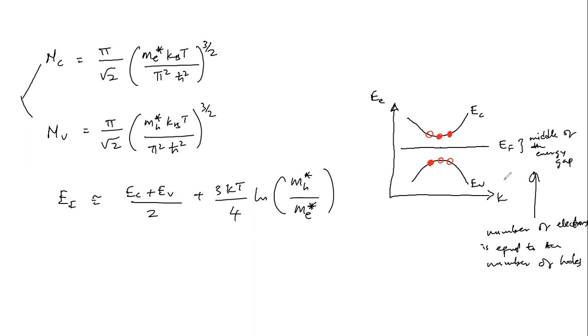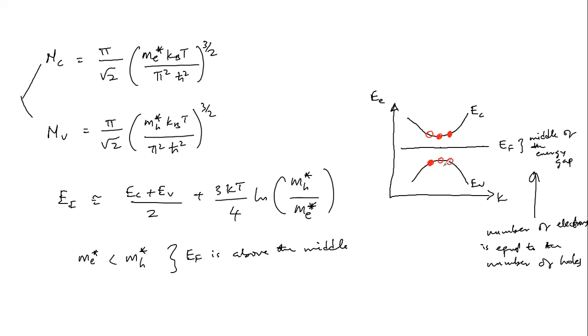And should there be any variation, then this Fermi energy level will have to shift from the middle, okay? So now, if the effective mass of the electrons is less than the effective mass of the holes, then the Fermi level is above the middle. Here, the Fermi level is above the middle. So what we have here is the effective mass of electron is less than the effective mass of holes.